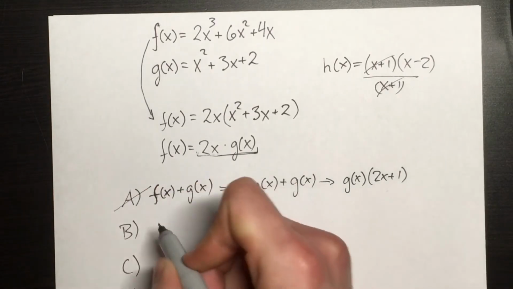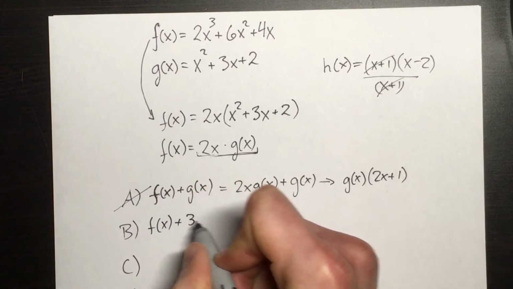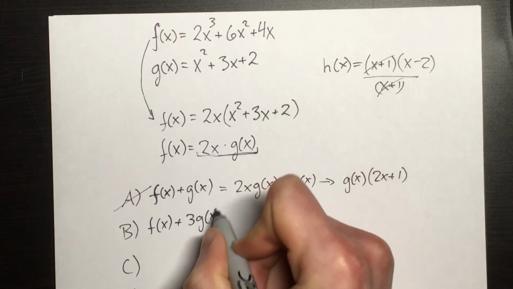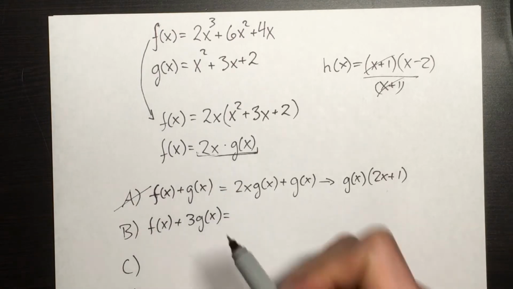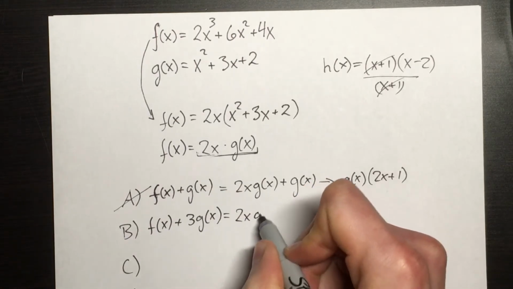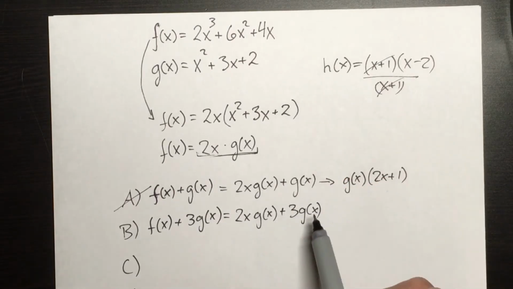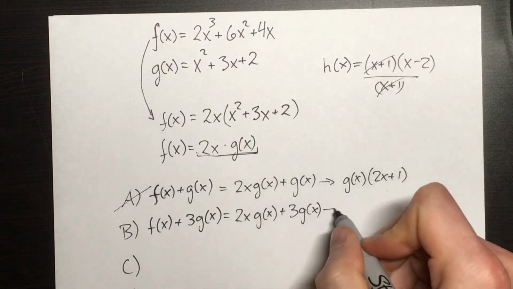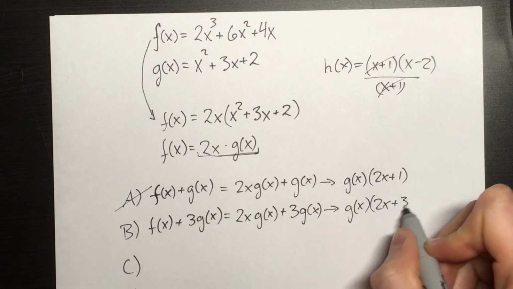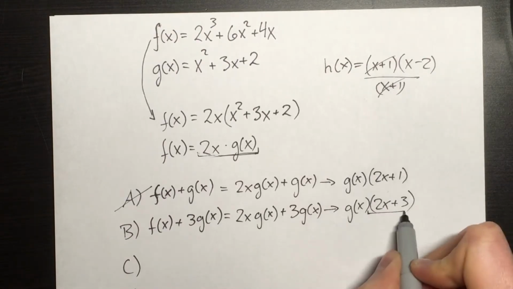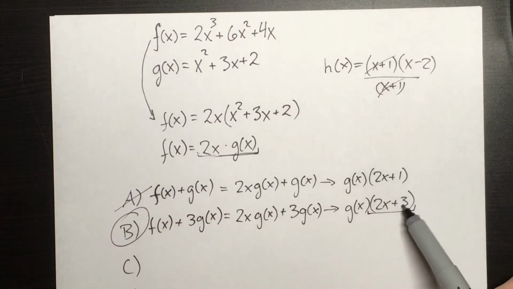So A is out. B is f of x plus 3 g of x. If we do what we just did before, if we plug in this for f of x, we get 2x g of x plus 3 g of x. Now, just like we did up here, factor out the common g of x, and we get g of x times 2x plus 3. So there it is. There's what we're looking for. The answer is B. B has a factor of 2x plus 3.